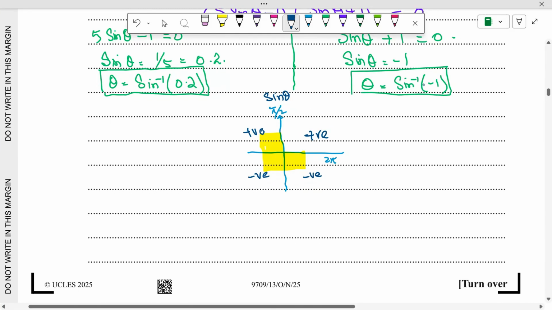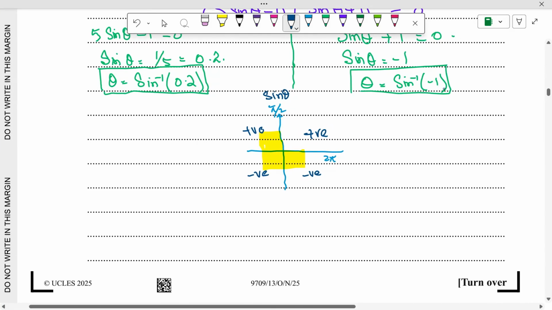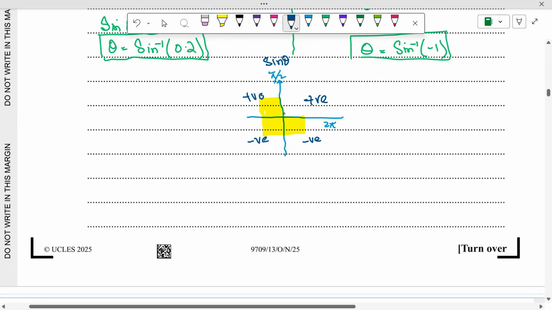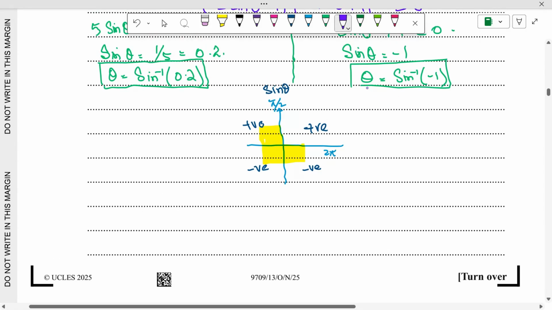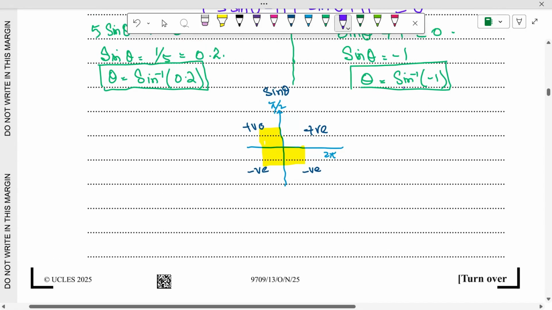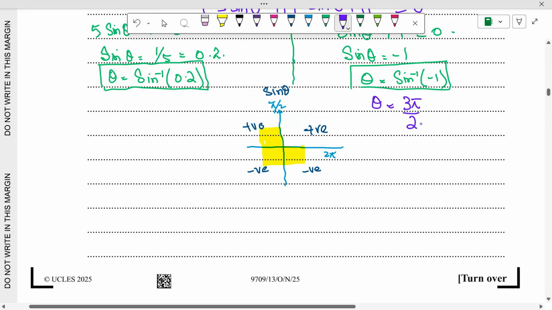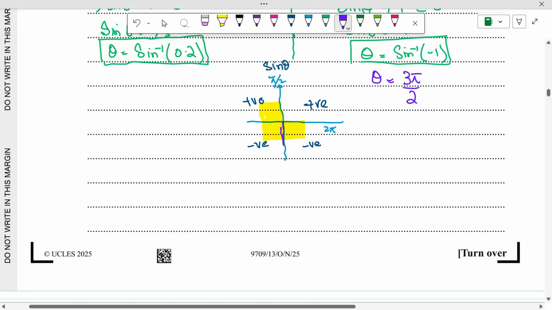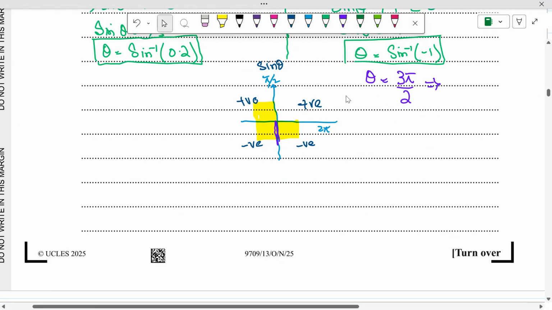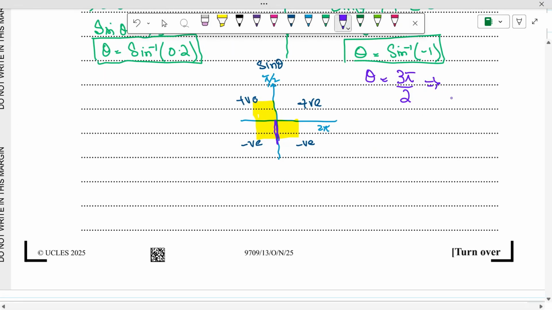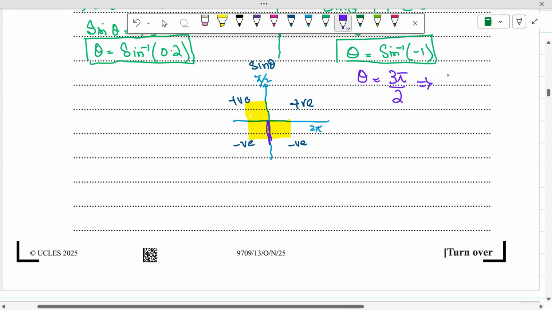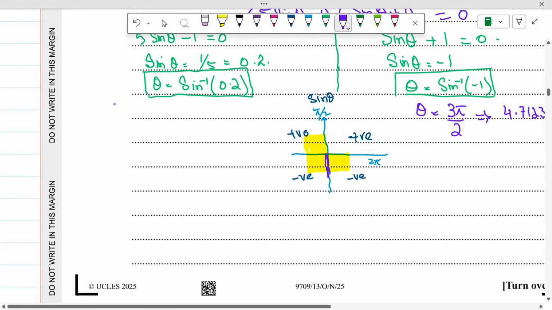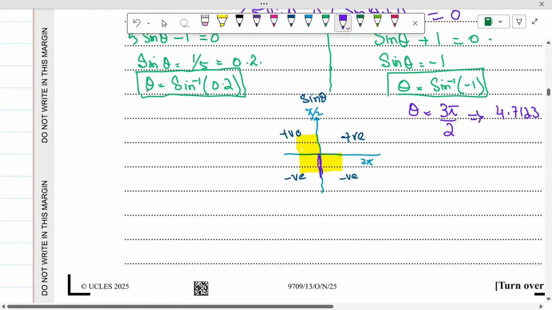Similarly, theta is equal to sine inverse of negative 1. It is a negative value, so it should be in the third or fourth quadrant. Now let's calculate the value. Theta is equal to sine inverse of negative 1, so theta is equal to 3 pi by 2. This angle here satisfies the given range of the angle. And when we plug in the value of pi, which is 3.14, we get 4.7123.